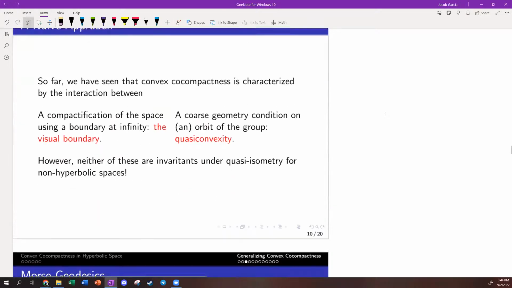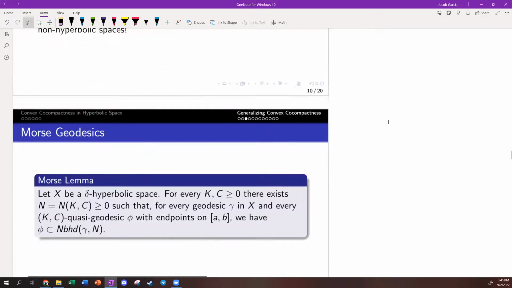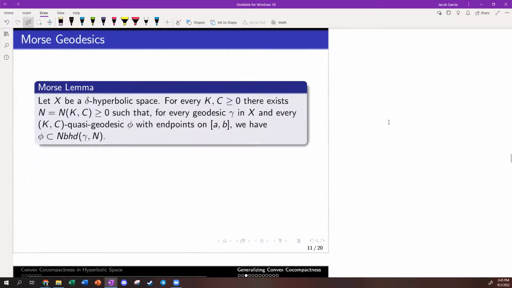So the first thing that you might try is to say, hey, I can construct a visual boundary on whatever metric space I want. And I can also just see if a group has a quasi-convex orbit embedding. But unfortunately, these two things are not invariants under quasi-isometries for non-hyperbolic spaces. So we need to come up with a different kind of boundary, and we need to come up with a different characterization. So we'll start with the boundary generalization.